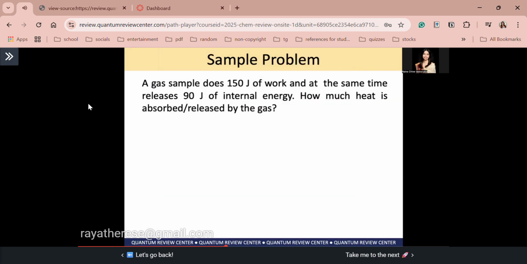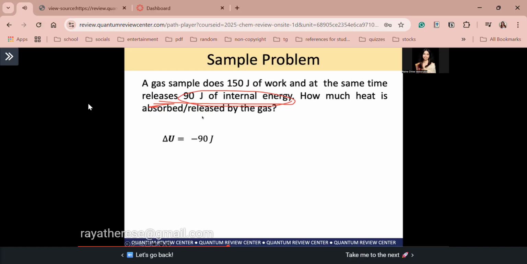Next example. A gas sample does 150 joules of work and at the same time releases 90 joules of internal energy. How much heat is absorbed or released by the gas? Okay? So guys, pause nyo muna and try to answer. Okay guys, now let's answer. So, given tayo ng value for the internal energy which is negative 90 joules. Ulit, negative siya because 90 joules of internal energy ang ni-release. The keyword is release. That's why the sign of the delta U is negative.